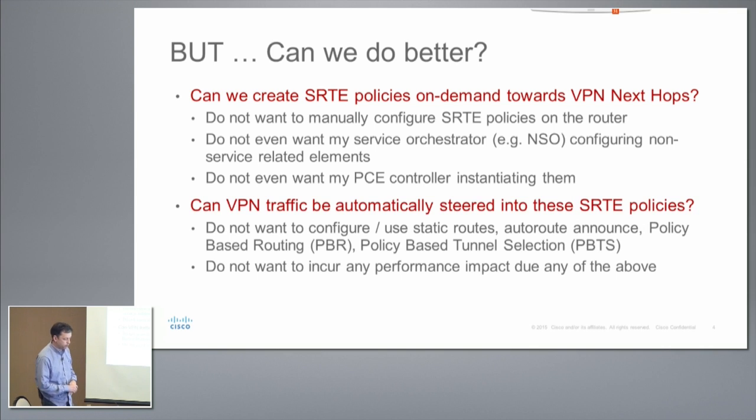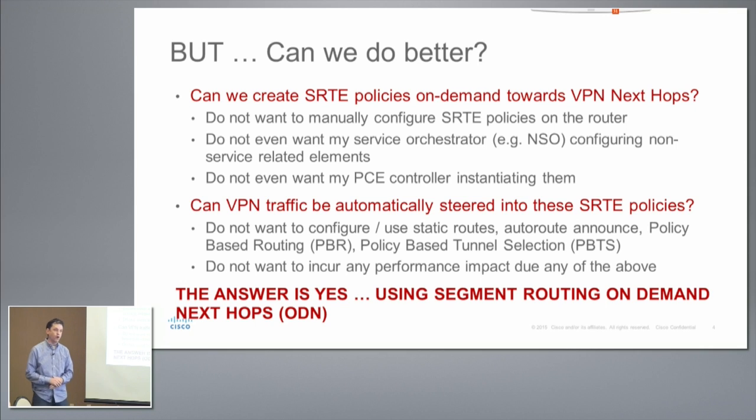The second challenge: can you automatically steer VPN traffic onto the policies? I do not want to use static routes. I do not want PBR. I don't want PBTS. I don't want to use auto route announce. Some of these features will have even a performance penalty that I don't want to incur. So the answer to these two questions, which I hopefully will get you interested in the remainder of the demo, is yes, we can do this with ODN, short for on-demand next hop.